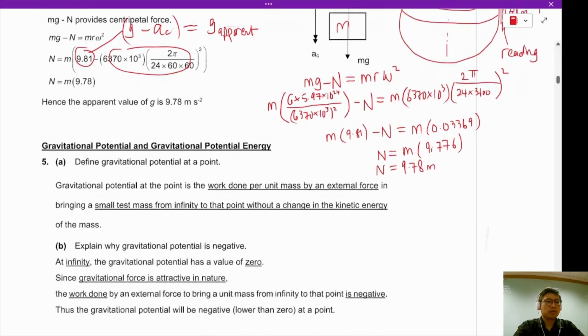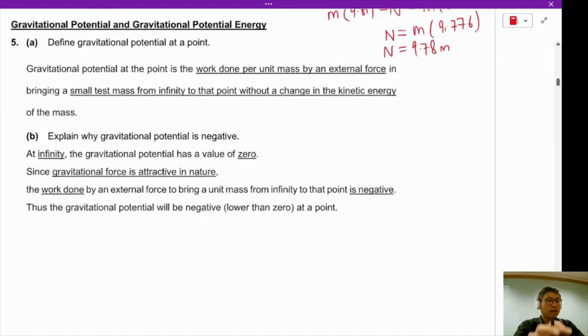Now let's take a look at question 5. Define gravitational potential at a point. Now gravitational potential at a point is the work done by an external force in bringing a small test mass from infinity to that point without a change in the kinetic energy of the mass. So this comes from the equation KE1 plus GPE1, this is at infinity. So the object starts at infinity and then is brought to the point over here, point 1.